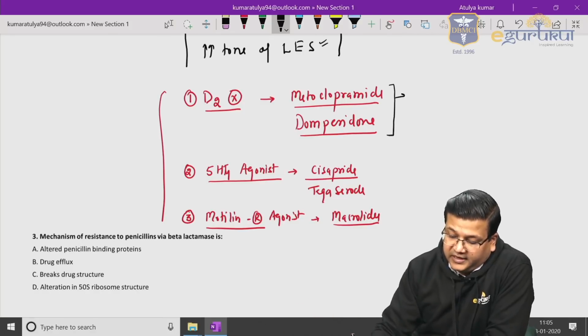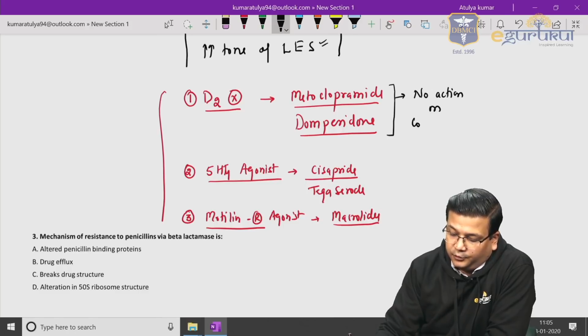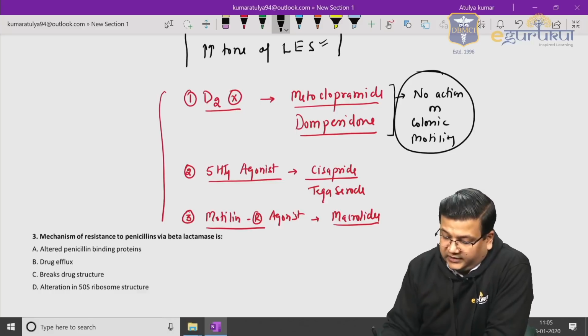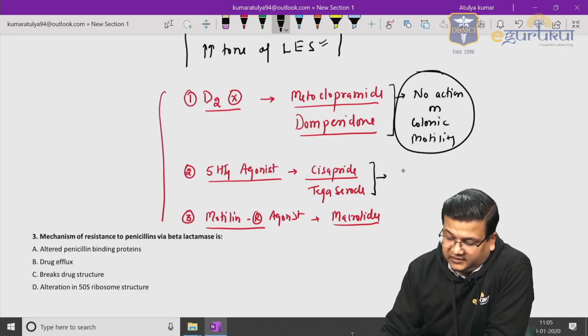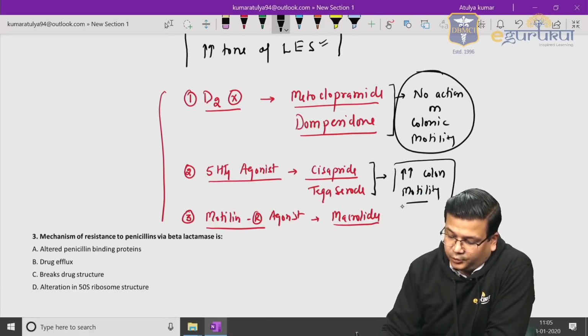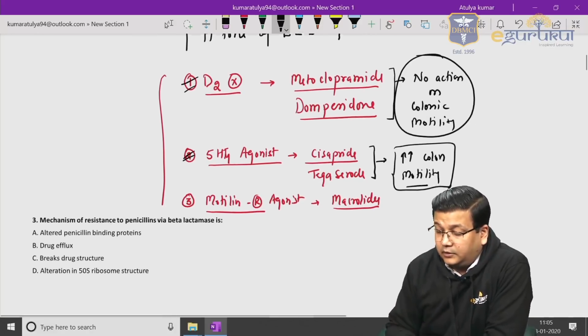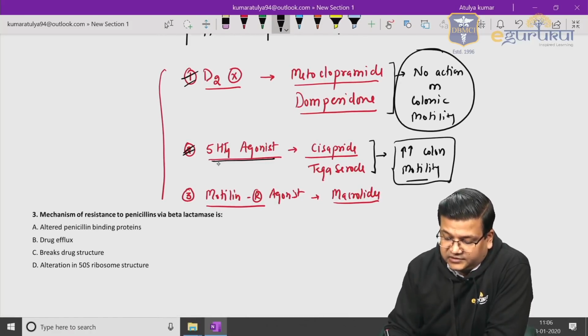metoclopramide and domperidone, they have no action on colonic motility. Please remember, this point is very frequently asked. The D2 blockers type of drug will not affect colonic motility, while the 5-HT4 agonists will also increase colon motility along with the stomach and the small intestine motility. So that is one very commonly asked point or difference in D2 blockers versus 5-HT4 agonists. Which drug will also affect colonic motility? It is the 5-HT4 agonist.